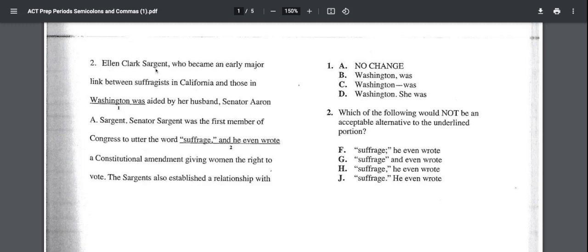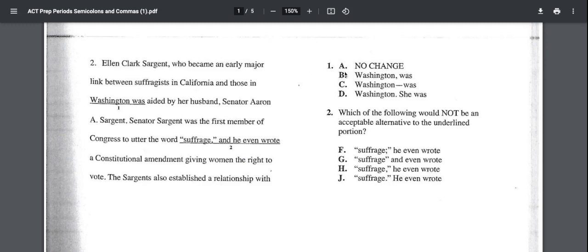If we look here, "Ellen Clark Sargent, comma, who became an early major link between suffragists in California and those in Washington, was aided by her husband, Senator Aaron A. Sargent." Okay, so this is not a complete thought right here. This is helpful if you can identify the subject and the verb. Here we know this sentence is about Ellen Clark Sargent, and she was aided by her husband. So this comma right here, by itself, is separating the subject from the predicate. We never separate the subject from the predicate with only one comma. So we need another comma after Washington.